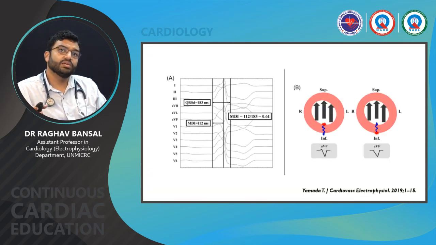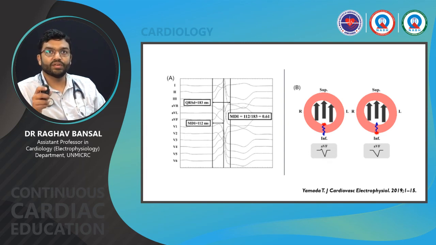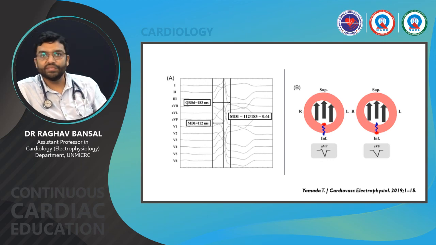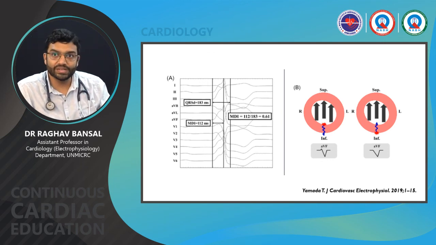Another concept, again just a description of the MDI. On the left side of the figure, from the start of the QRS to the peak of the QRS is 112 milliseconds, while the QRS width is 183 milliseconds, and the MDI is 0.61. So this points towards the epicardial origin. As we look at the QRS complex carefully, there is an initial delta wave; if it is more than 34 milliseconds, that also points towards epicardial origin, as does the total width, which is more than 180 milliseconds.